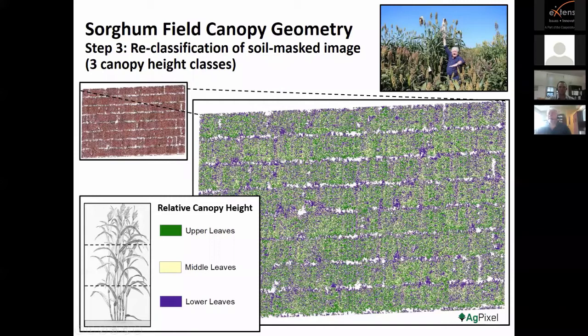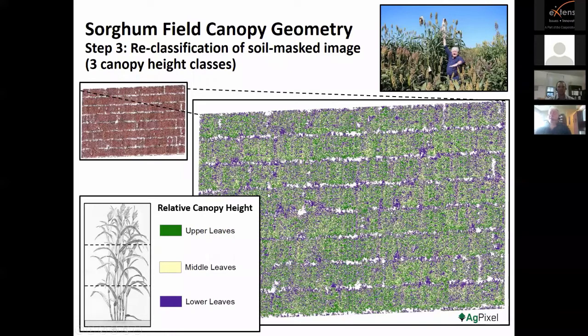So we classified the plots into areas. The green areas are where we have upper leaves, the yellow is the middle part of the canopy, and the purple is the lower part of the canopy. The white areas are where we've masked out the bare ground to keep bare ground from being a factor in the analysis. I guess just to zoom in on what I just showed you.